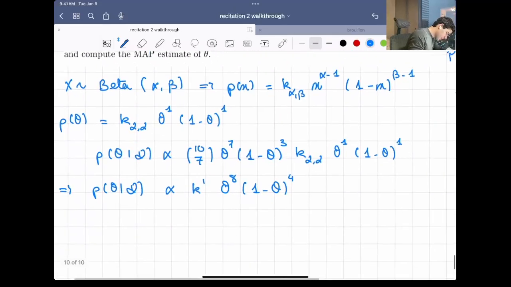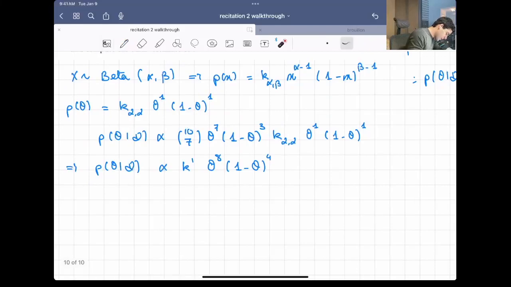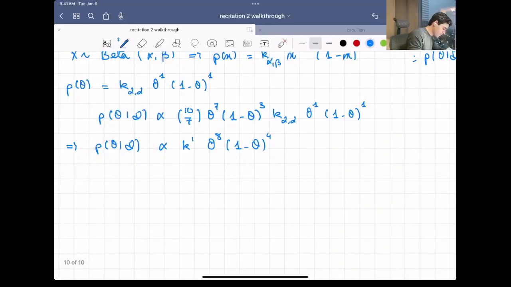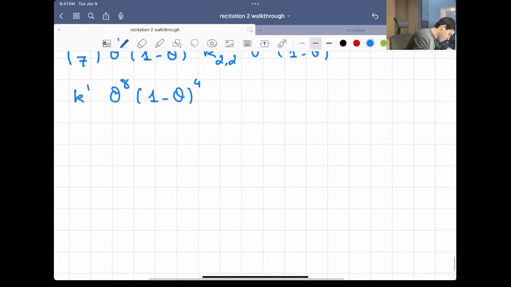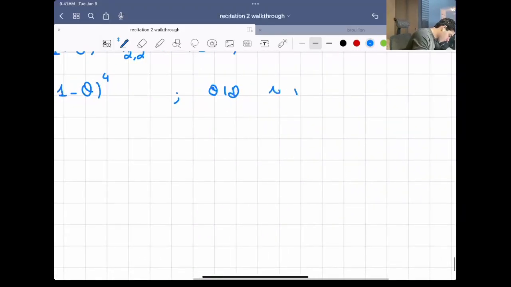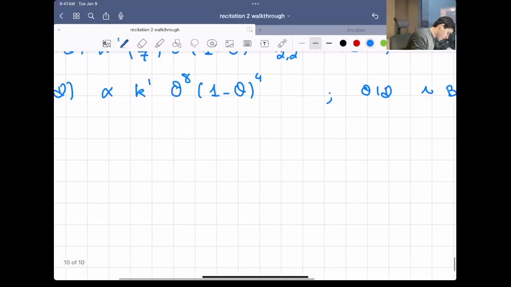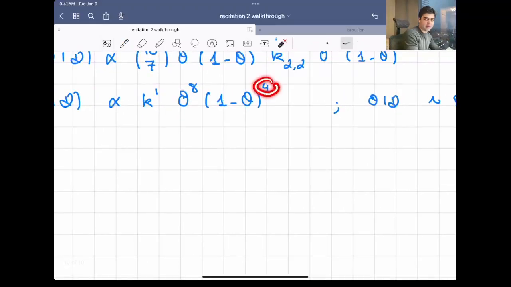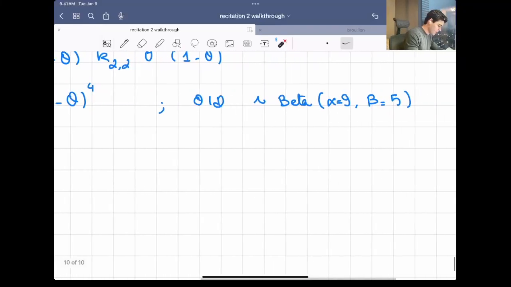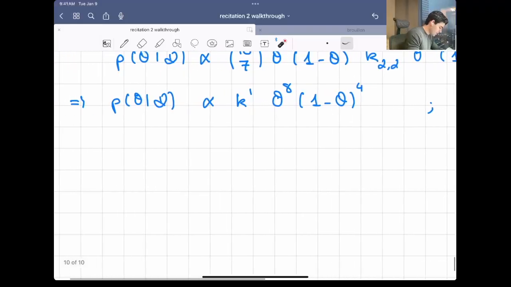You can see this looks like the beta formula over here. So this hints that the posterior follows a beta distribution. In fact, the posterior follows a beta distribution with parameters alpha equal to 9 and beta equal to 5, right? Because if this is beta minus 1, then 5 minus 1 is 4. And if this is alpha minus 1, then 9 minus 1 is 8. Okay, great.